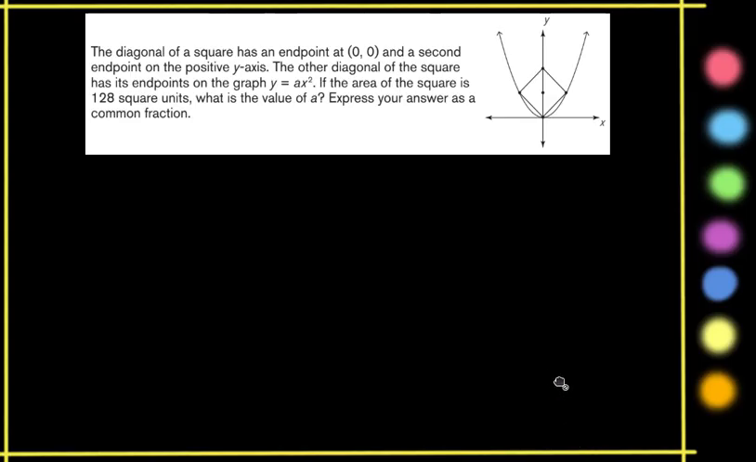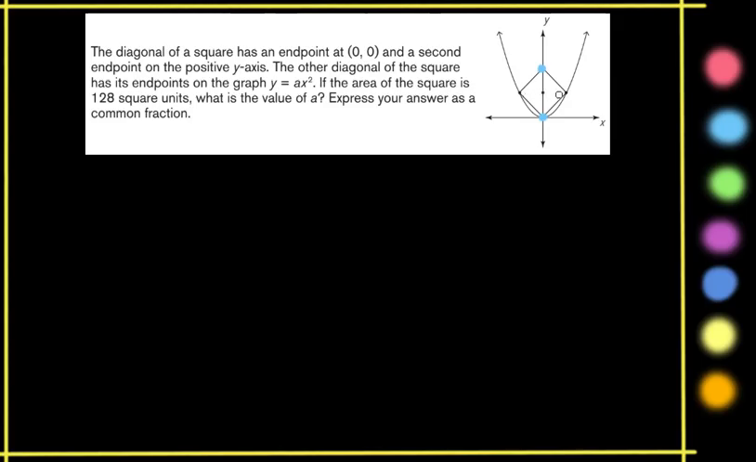All right, let's go on to the last one. This is a nice and tricky one. This one says the diagonal of a square has an endpoint at 0, 0. Okay, that's at the origin here. And a second endpoint on the positive y-axis. That's this point here. The other diagonal of the square has its endpoints on the graph y equals ax squared. So that's this parabola here.